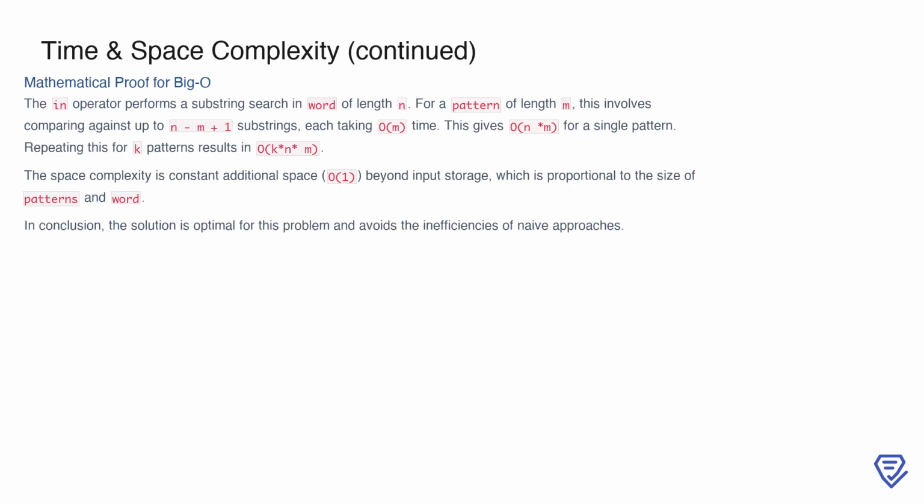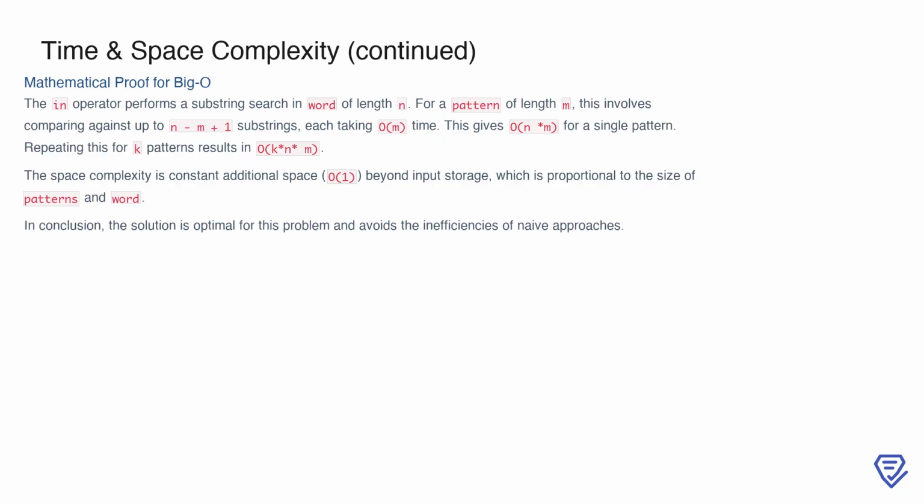To solidify our understanding, we can mathematically prove the big O complexity of the solution. The in operator performs a substring search within word of length n. For a pattern of length m, this involves comparing the pattern against up to n-m+1 substrings, each taking O(m) time.